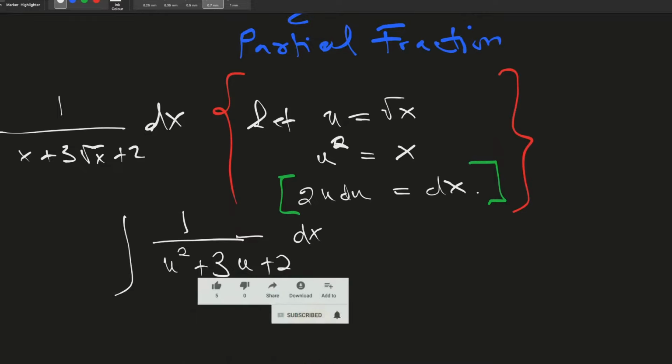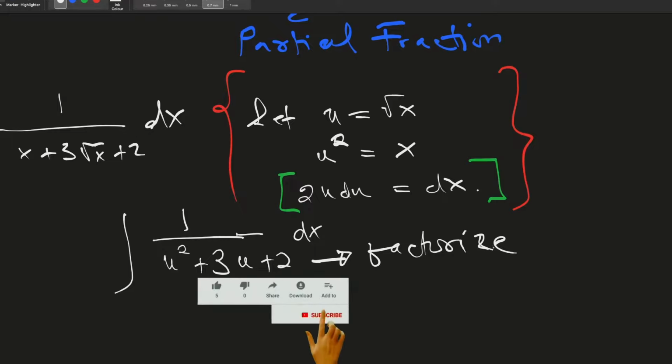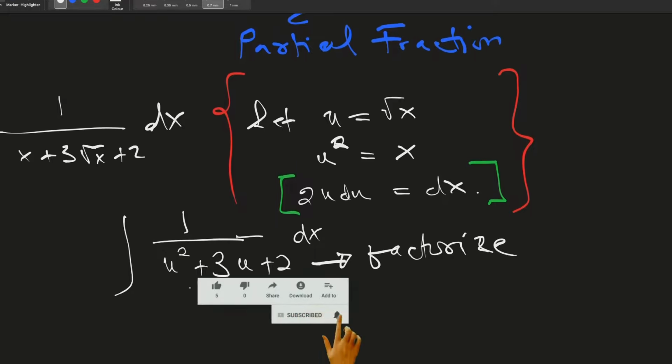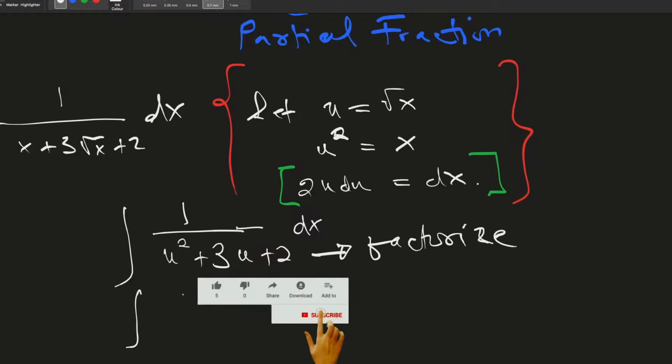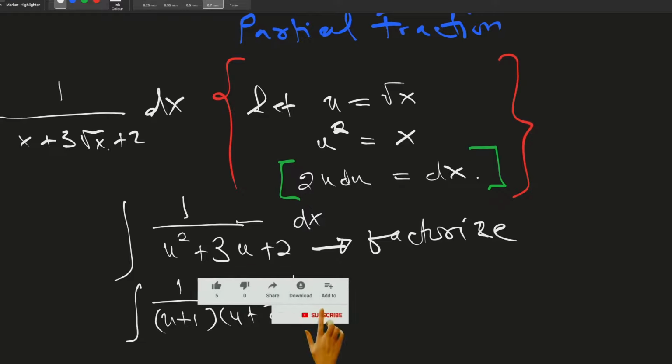Beautiful. So this is our integration. And if we look at the denominator, you can see that we can factorize it. So then it becomes the integral of 1 over (u + 1)(u + 2) dx. Okay, so if you look at this, you see that we still have dx here. So this is our dx.